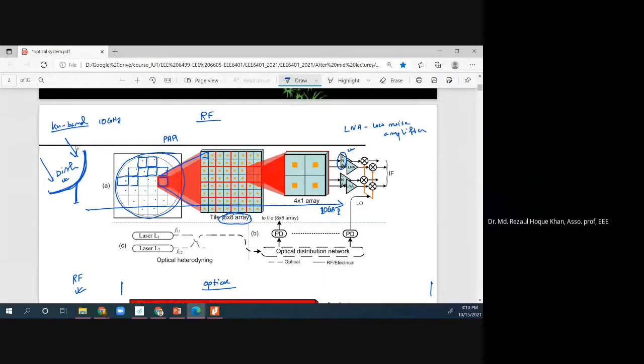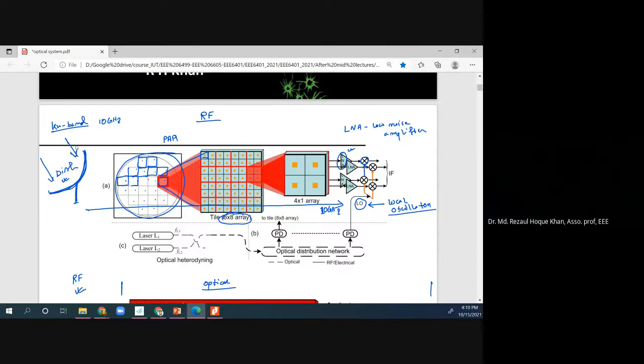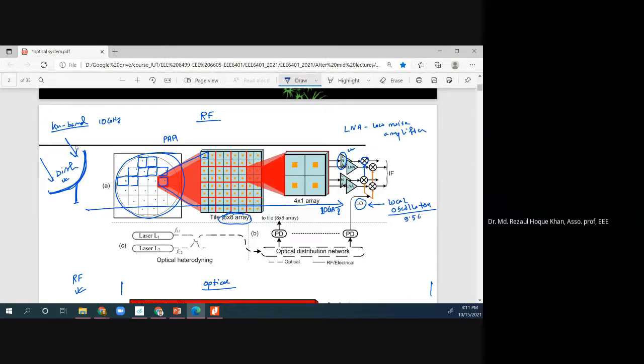Then the signal will be mixed here. This is a mixer, you see this is an arrow, mixed by this LO. What is this LO? LO is called local oscillator. It is nothing but an oscillator. Oscillator means it has a frequency and it's locally produced. That's why it's called local oscillator. What is this local oscillator frequency? Imagine this local oscillator frequency is 9.5 gigahertz.